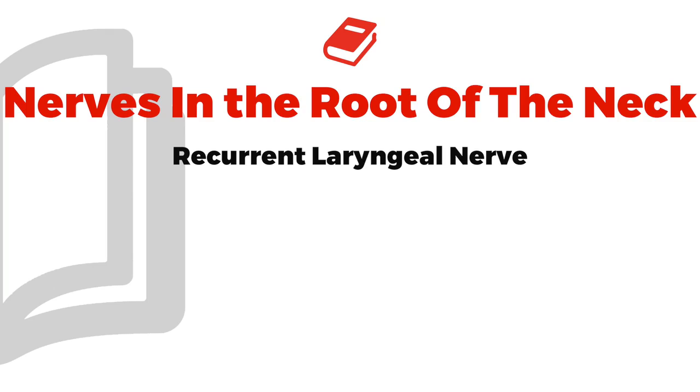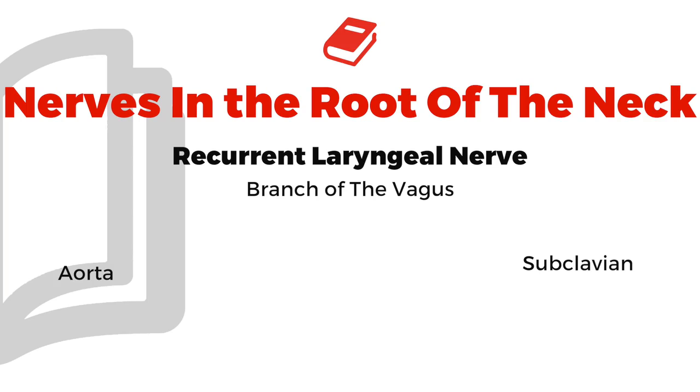If it's not, that's going to be a branch of the vagus, remember? And we said it does different things on the right and left side. We said the right side here loops around the subclavian, left side around the aorta. That's kind of the key things you want to pay attention to on that.